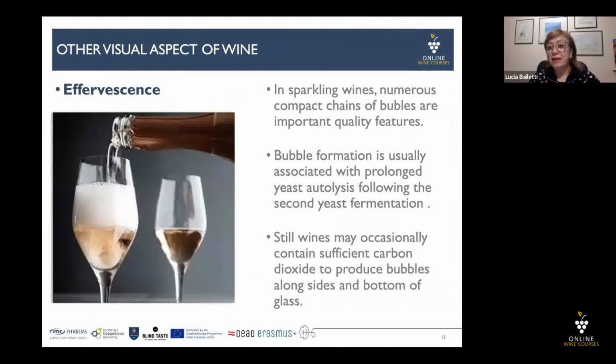Effervescence. In sparkling wines, numerous compact chains of bubbles are an important quality feature. Bubble formation is usually associated with prolonged yeast autolysis following the second yeast fermentation. Still wines may occasionally contain sufficient carbon dioxide to produce bubbles along the sides and bottom of the glass.